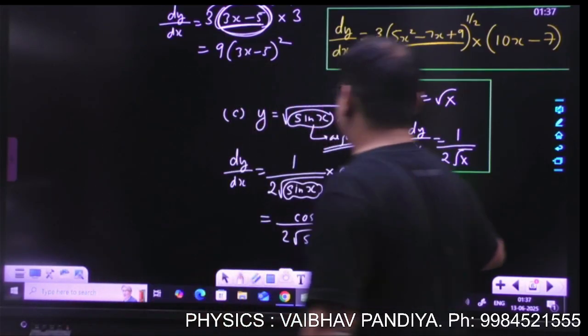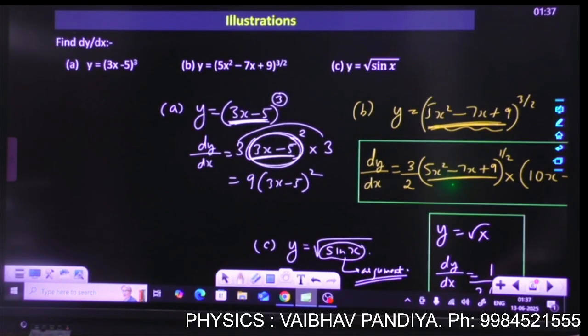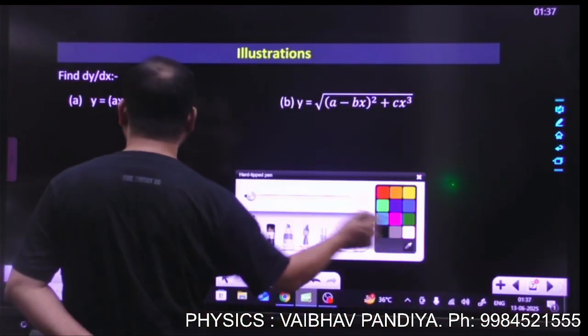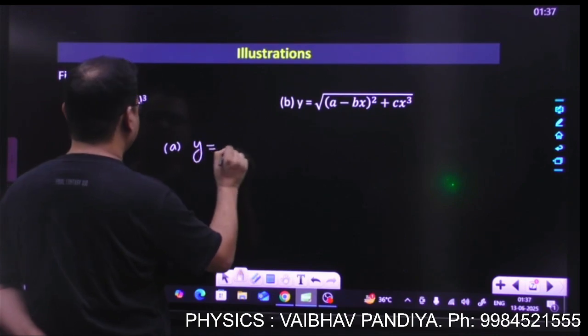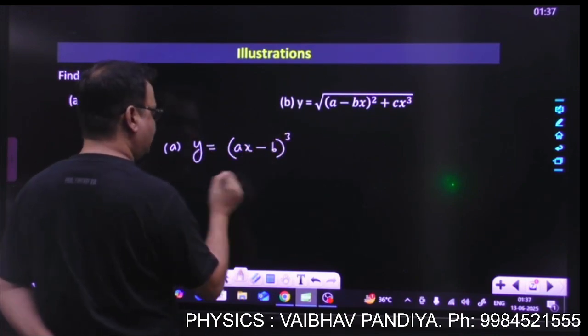So here the chain rule. Now let's see some further illustrations. Find dy by dx. A is y is equal to ax minus b whole cube.